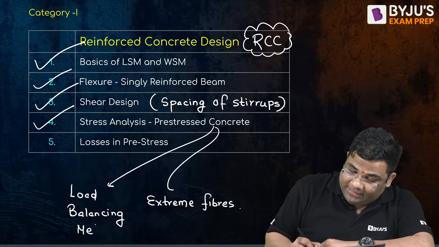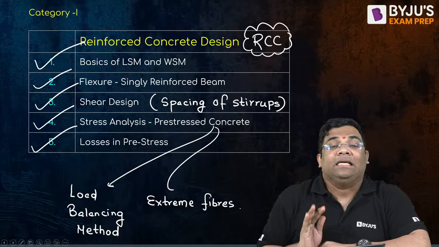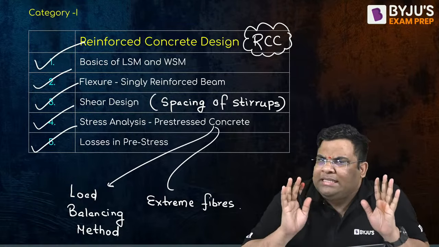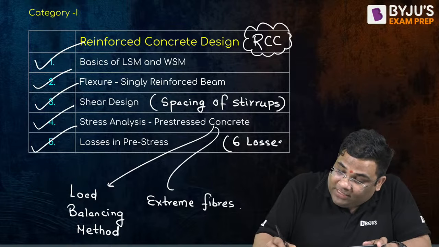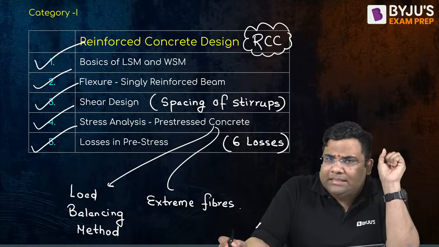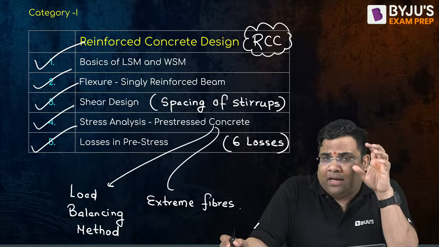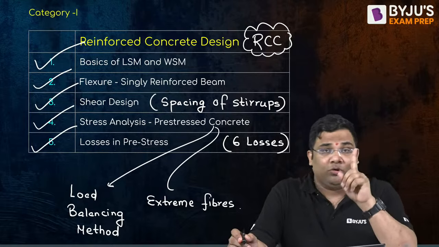Next is losses in pre-stress. In losses, you will be covering all the six losses, with major importance to what? Elastic shortening, friction loss, slip loss, and then the creep loss and shrinkage loss. This you should complete first.